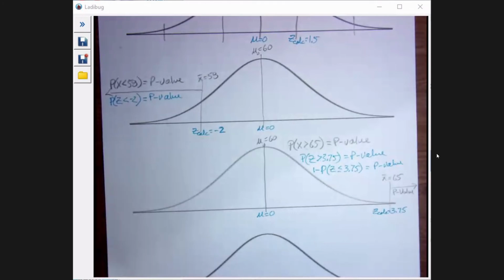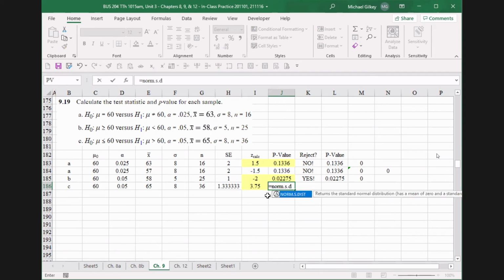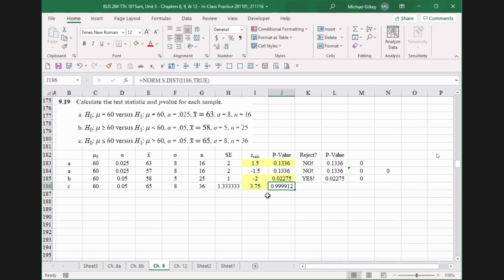So let's go back to Excel and do the computation. Again, I always like to do this in steps. So first I'm going to compute the area to the left, norm.s.dist. The area to the left, I need my z-value, and cumulative is true. Everybody okay? Okay, but then I need to take the complement of that. So I'll plug in my 1 minus.